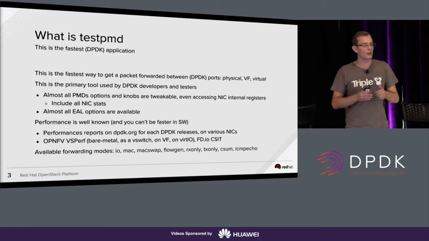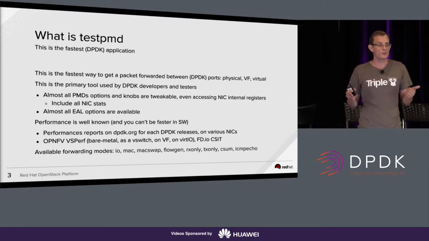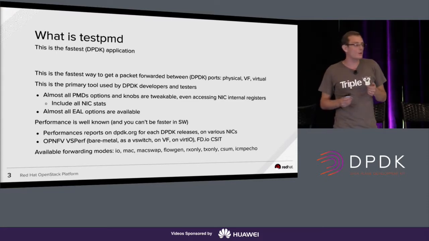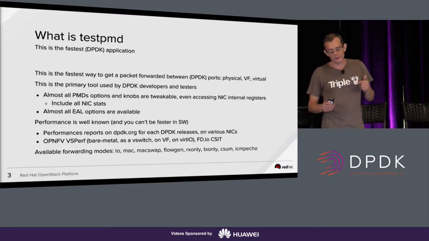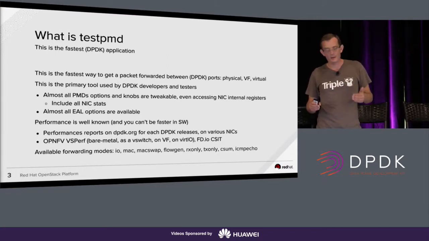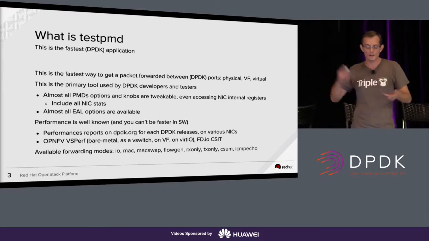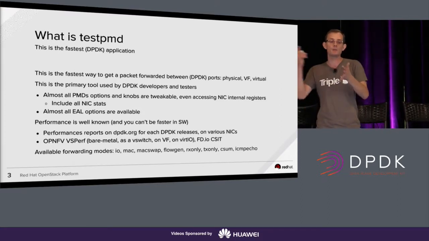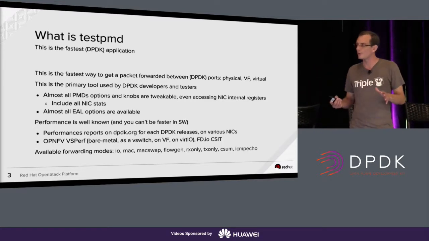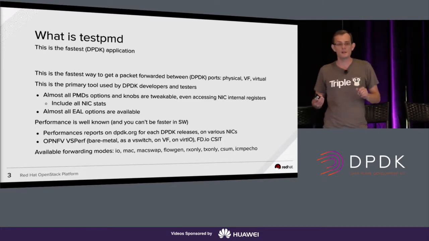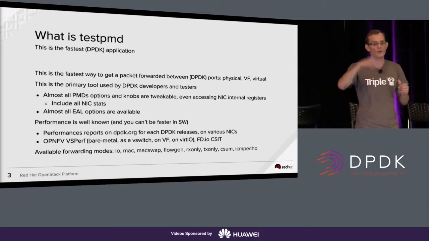You have a lot of stats, including drop stats, because one of the questions we always ask with NFV is, where's my packet drop? All the options are available, and more important, TestPMD performance is well known. It is published on dpdk.org for every release on different hardware and different configurations, and other projects like the OPNFV VSPerf project give performance of TestPMD on bare metal, TestPMD as a vSwitch, TestPMD on VF, TestPMD over VirtIO. Plus, you have other sources of information like FIDO CSIT, which is also using TestPMD in the VM to calibrate their platform.